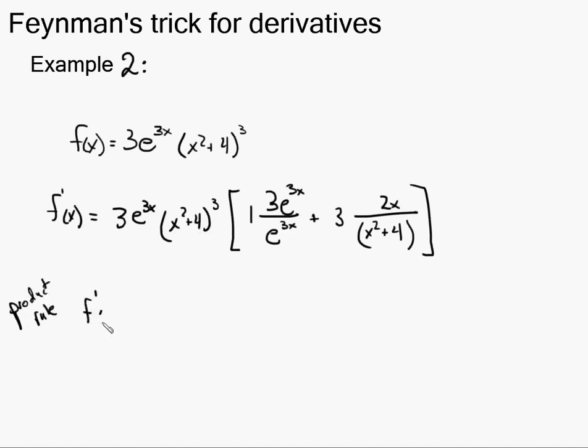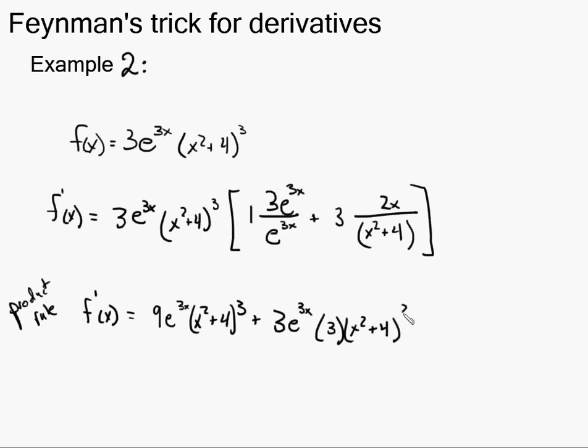Alright, so f prime of x, if I use the product rule, what I'm going to do is take the derivative of the first function, so that's 9e to the 3x, and then write down the second function, (x squared plus 4) cubed, and then the second term is the first function, so 3e to the 3x, times the derivative of this function. So we have another 3, and then (x squared plus 4) to the second power and the derivative of the inside, 2x.